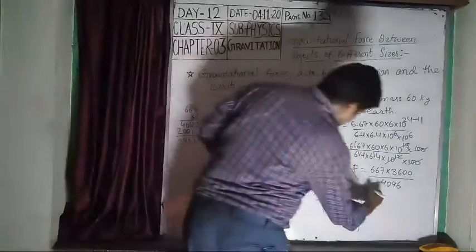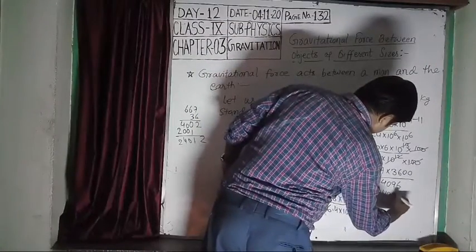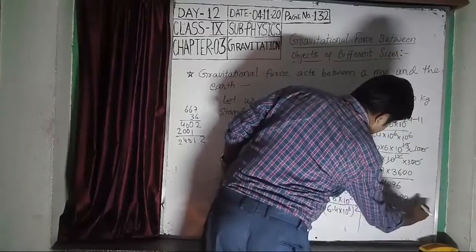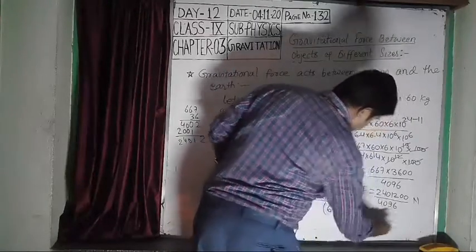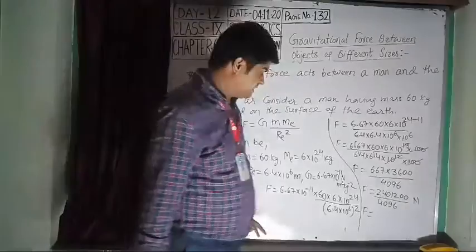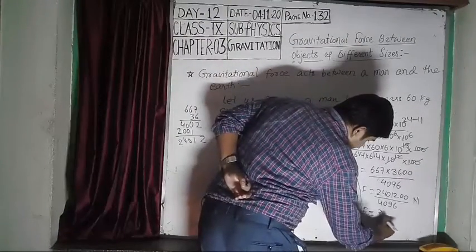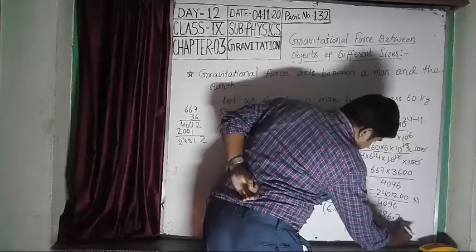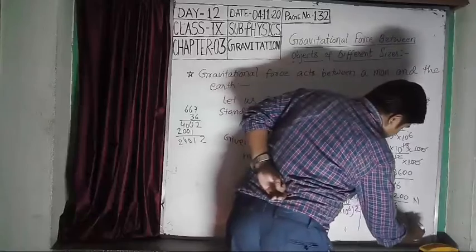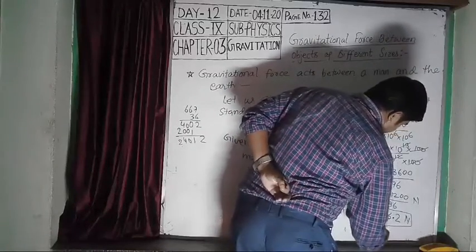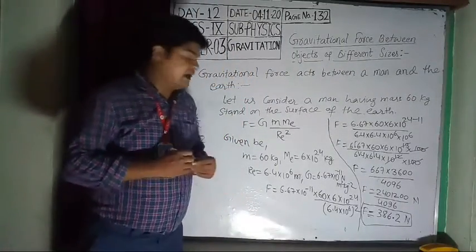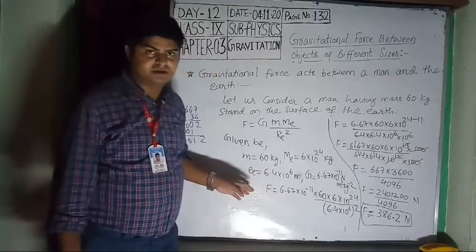F is equal to 24012 and 00 divided by 4096 Newton. And when you divide 24012 by 4096, then the value becomes 386.2 Newton. So this is your final value of gravitational force acting between a man and the earth. Now let us see the next topic.